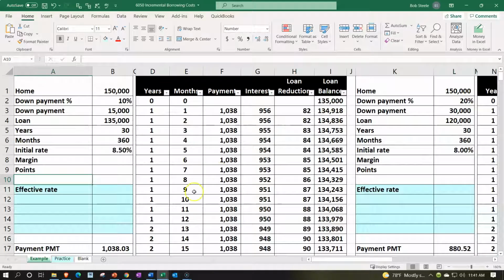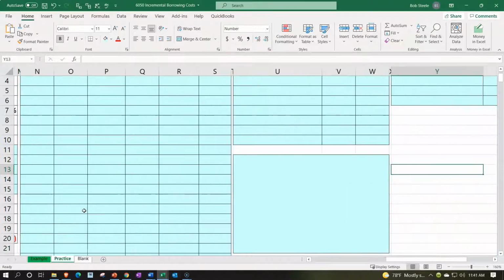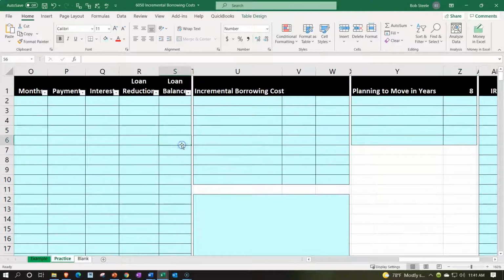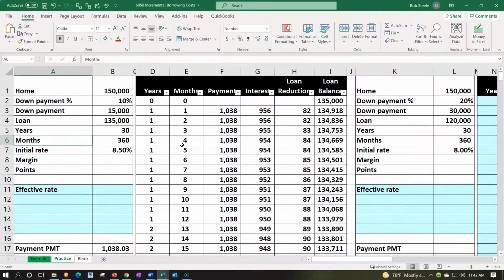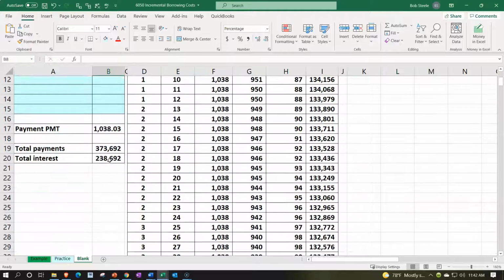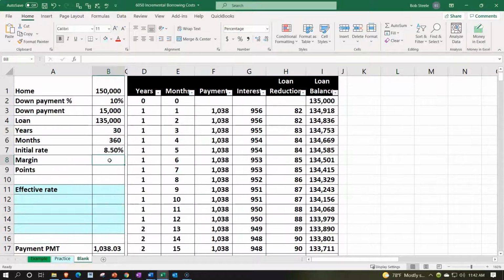All right, so if we go down to the practice tab, that has some pre-formatted worksheets, so you can work through this practice problem along with us with a little bit less formatting. And then if we go on over to the blank tab, that's the one that we work from scratch. This is the scratch that we have. We scratched this one out for you, and then we're going to be building on from there.